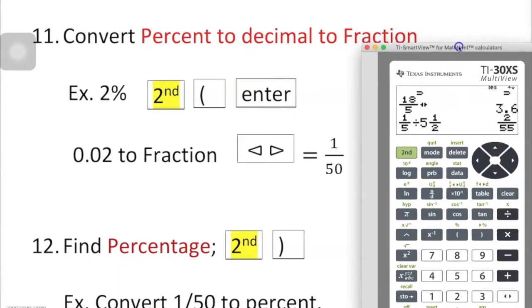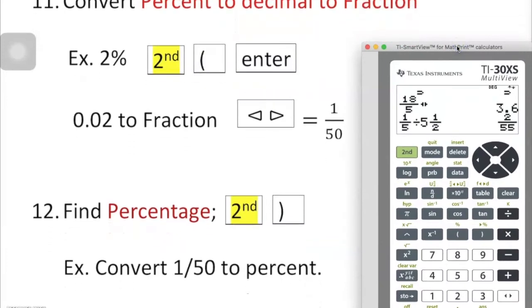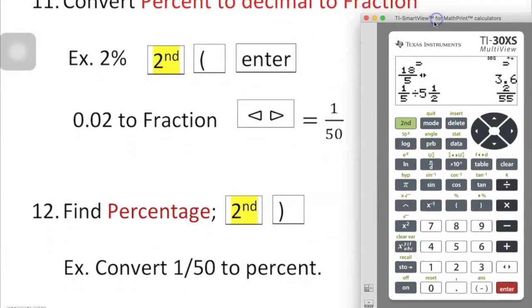Percentage to decimal. Okay. So for this one, if I have a 2%, clear it. 2, how do you use the symbol? Second, open parentheses, enter. So second, open parentheses, is going to give you this symbol. Now, if you enter, it gives you the decimal, as you see.